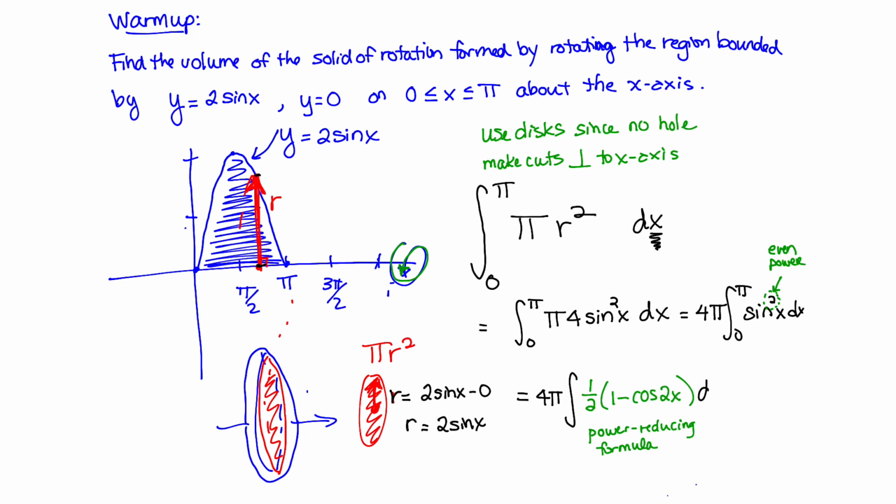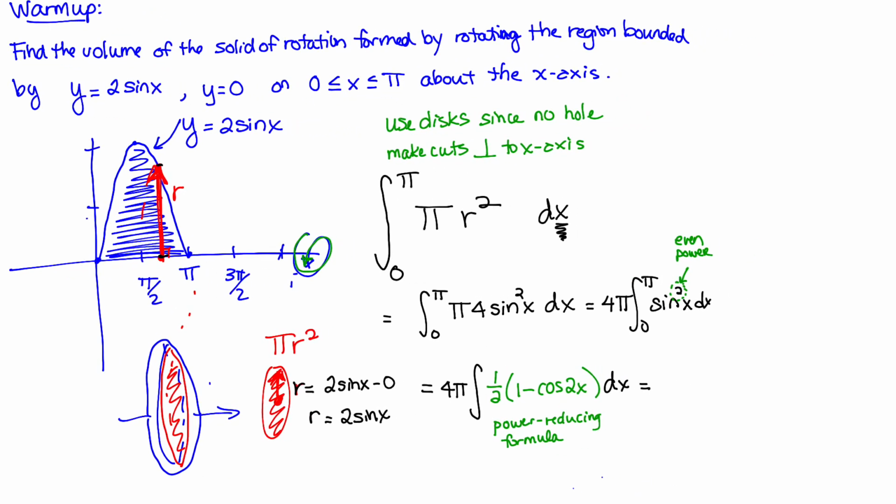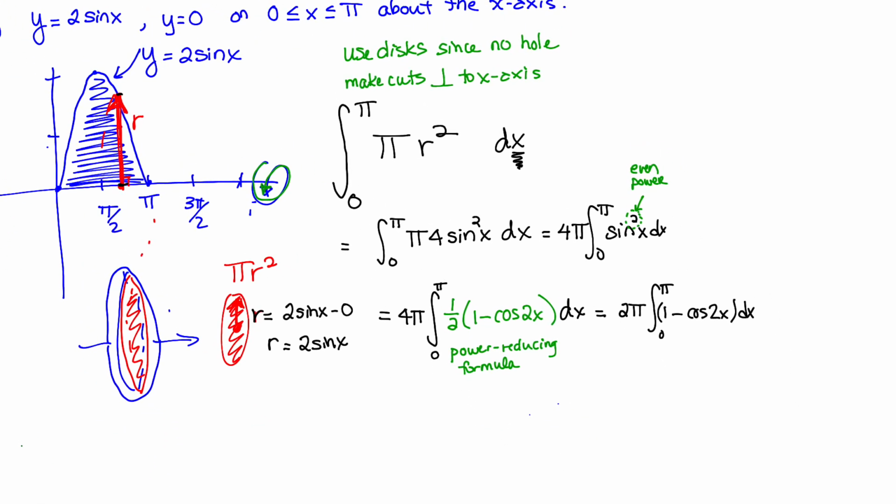Beautiful. And once we do that, we don't have any more powers on our sines or cosines, so we just straight up integrate, right? But we split it up as the two parts. I'll pull that 2 out front and make that 2 pi times the integral from 0 to pi of 1 minus the cosine of 2x, and integrate each part. See if you guys are getting and matching what I'm getting.